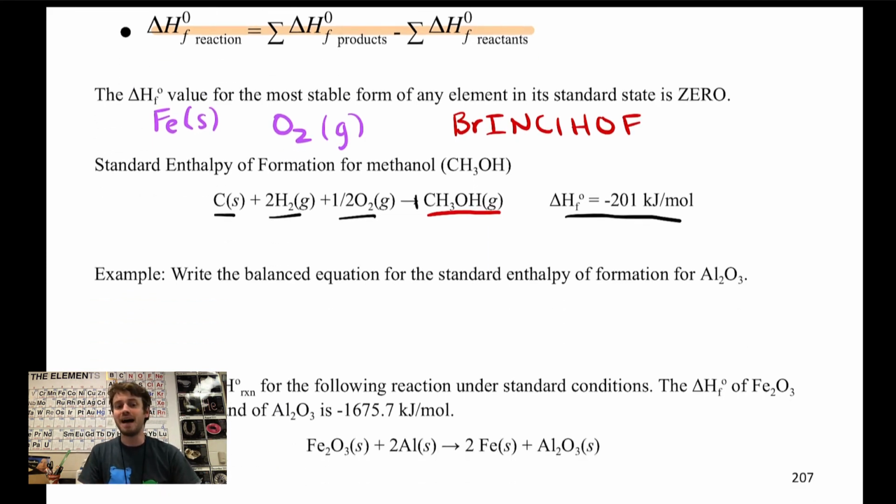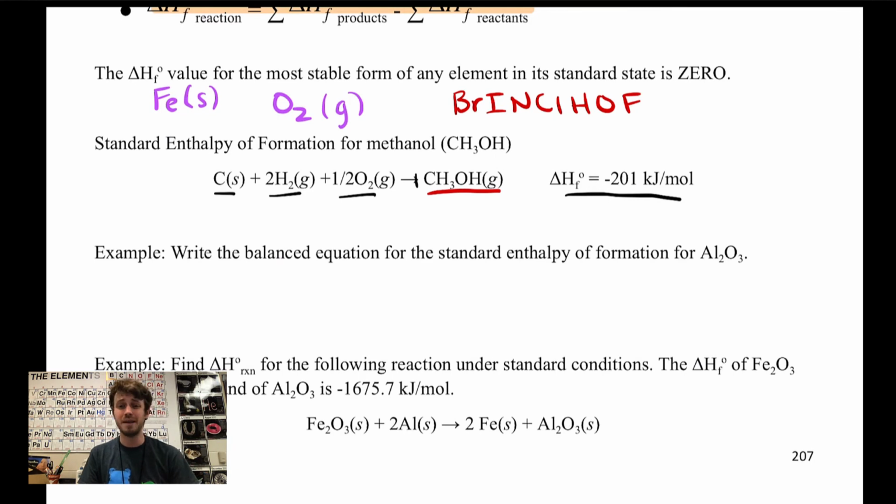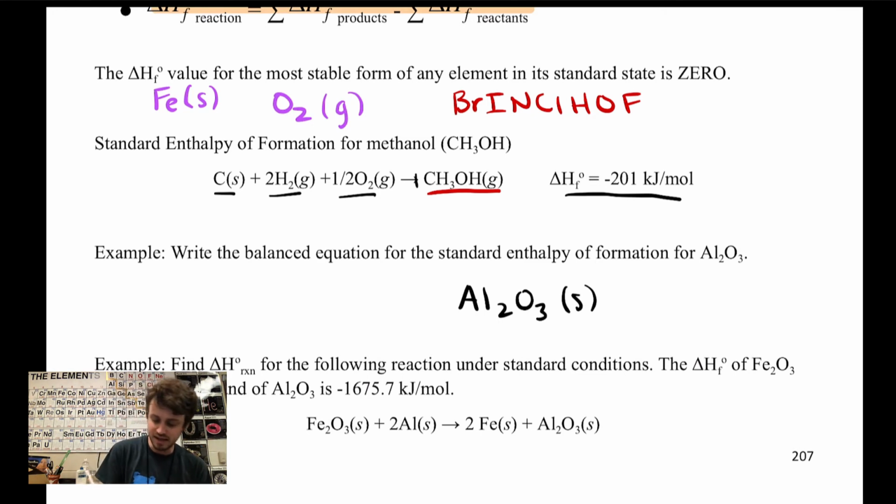So if I were to write a balanced equation for the standard enthalpy of formation for aluminum oxide, I want to make sure that my product is aluminum oxide, okay, and we'll say it's solid. That's just kind of what I'm assuming here. Okay, so we have aluminum oxide as my product. I have to make sure that I make it 1 mole, okay? Now, in the elemental form, I have aluminum, and I also have oxygen. Okay, so I have aluminum and oxygen.